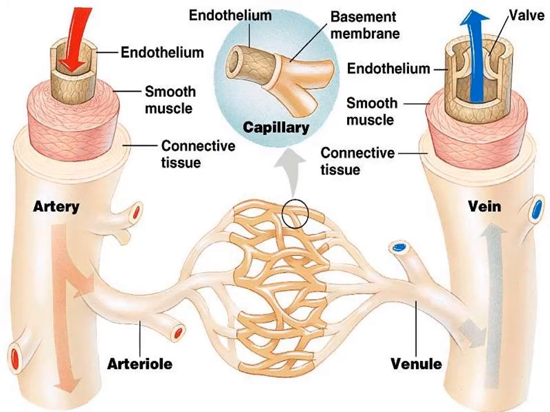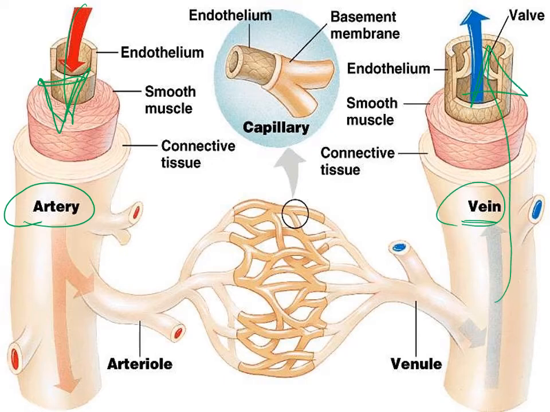This is how the three different types of blood vessels look. The first one is artery, which carries blood away from the heart. Second one is veins, which carry blood towards the heart, and they contain valves. And the link between arteries and veins is capillaries. It's the link between both of them.